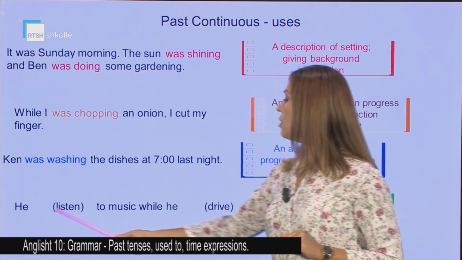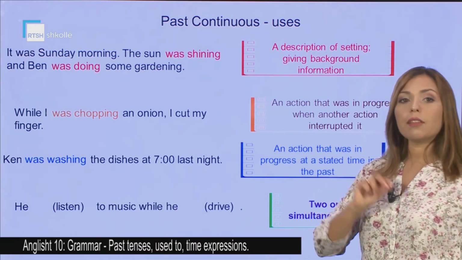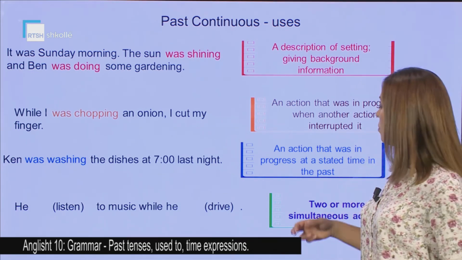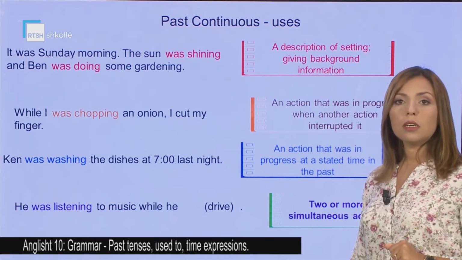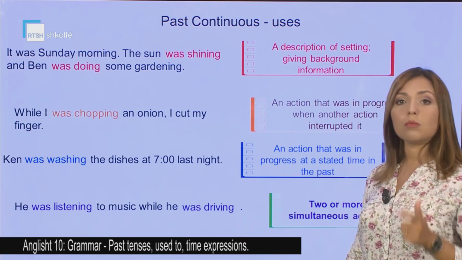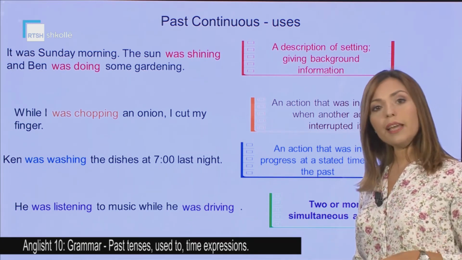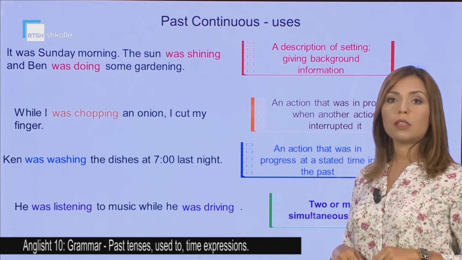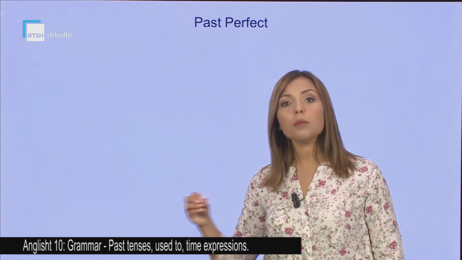He listened to music while he drove. We have got two actions happening at the same time, happening simultaneously. So, he was listening to music, one action, while he, the other action happening at the same time, while he was driving. Again, we saw the past continuous and the uses of it that have, we said, a duration. It happened for some time.